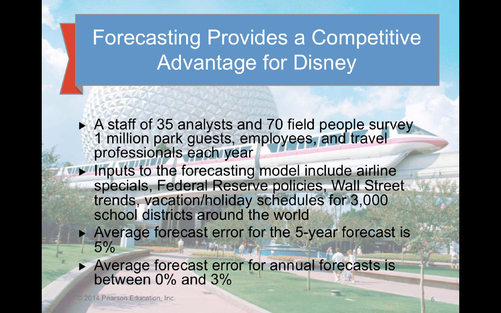Their average forecast error for the 5-year forecast is 5%. So you'd argue, well, is that high? Is that low? That's actually really good. So forecast error 5%, and this is with surveying 1 million guests, employees, and travel professionals. So they're still off 5% by doing all of those things. Now you can only imagine how you get a much larger forecast error when you don't go through this type of effort.